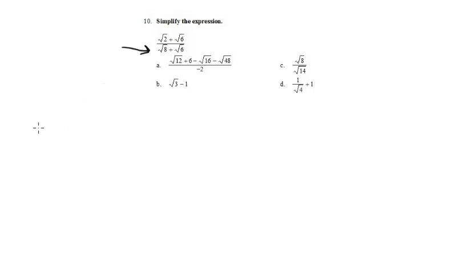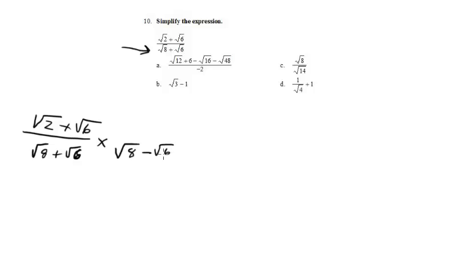Okay, number 8, we have this in the denominator, so we need to rationalize that, which simply means we multiply everything by its conjugate. So we have square root of 2 plus the square root of 6 divided by square root of 8 plus the square root of 6. Oops, that's a 6. So multiply top and bottom by the conjugate, which is the square root of 8 minus the square root of 6.